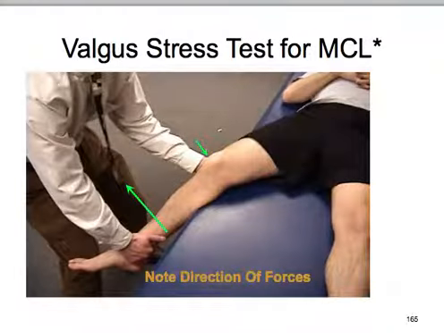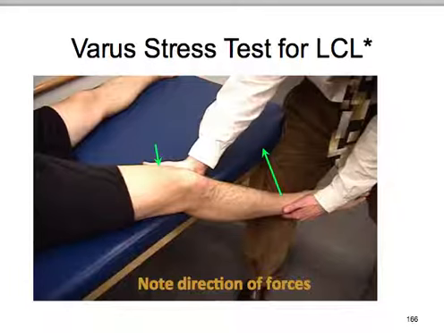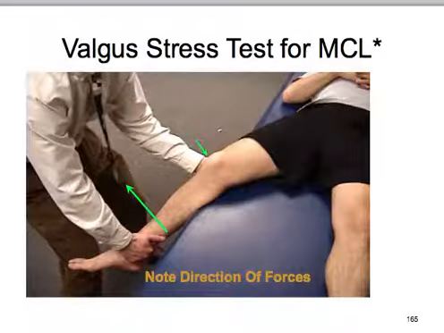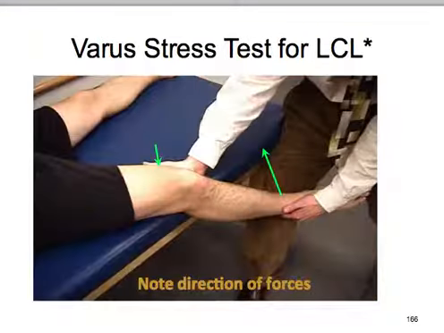Medial cruciate ligament. So here are various tests for the LCL. If you're looking at the lateral collateral ligament, this ligament that runs right through here, and then here's the medial collateral. Sorry, that was not the medial cruciate. This is the medial collateral ligament.